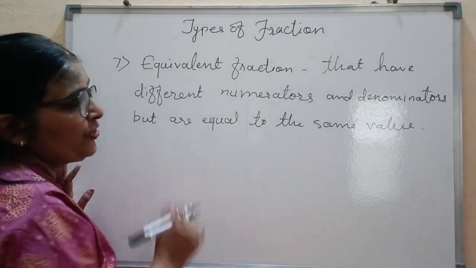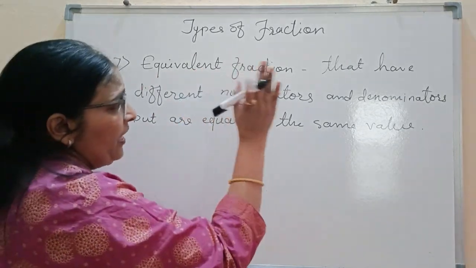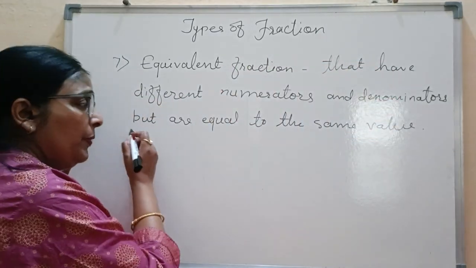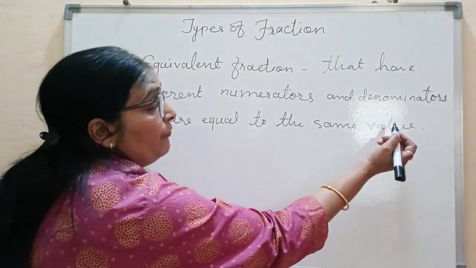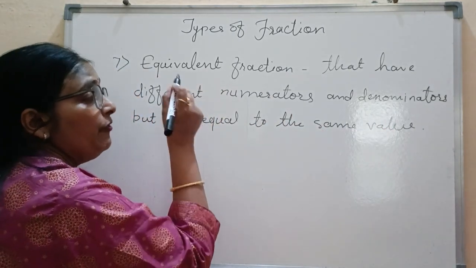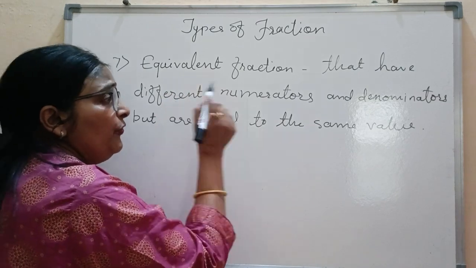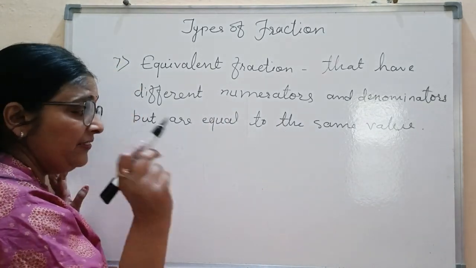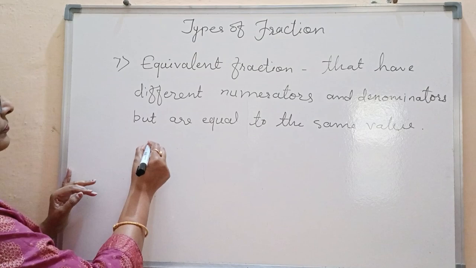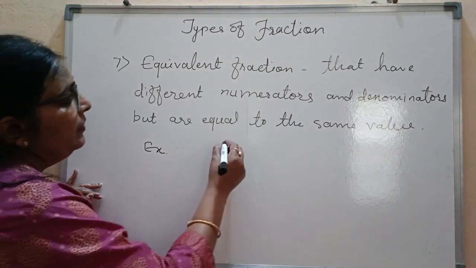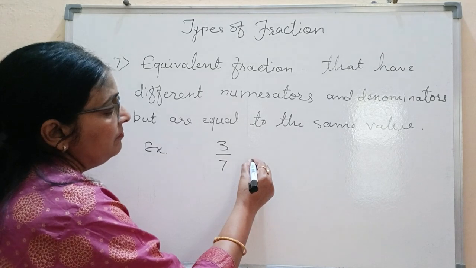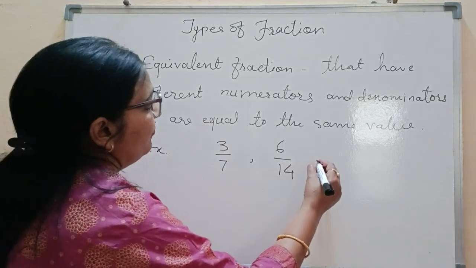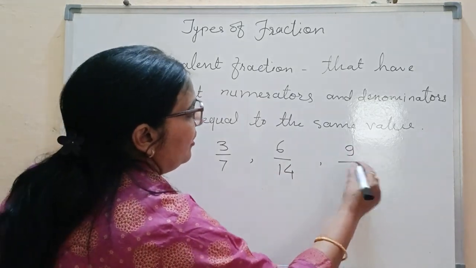Next, equivalent fractions. Equivalent fractions have different numerators and denominators but are equal to the same value. See here, in equivalent fractions there are different numerators and denominators, but the values of the fractions are the same. How is it? The example I am taking here: 3/7, next 6/14, next 9/21.